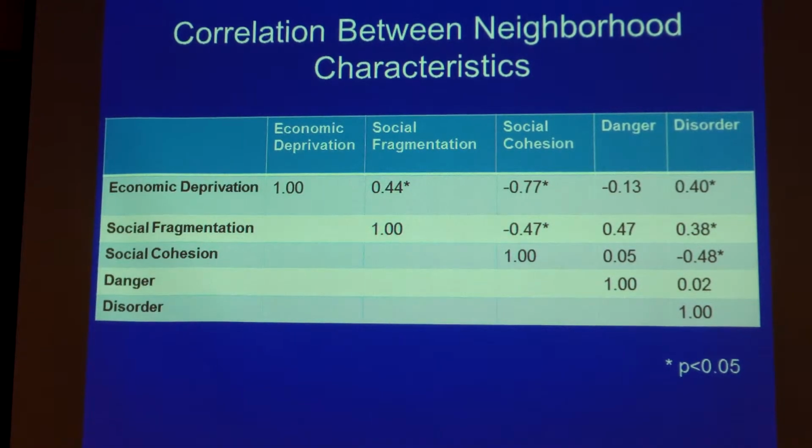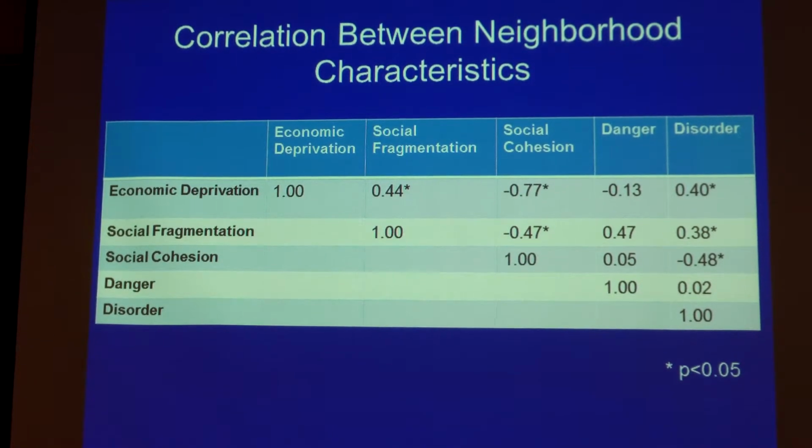So was there an association between the neighborhood level characteristics? Was there a correlation? So there were some significant correlations. If you look at economic deprivation and disorder, that's what we expect, neighborhoods that were economically deprived were correlated with disorder. The strongest correlation was between economic deprivation and social cohesion, where you see this negative correlation, which is what we would expect. The economic deprivation was associated with a decrease in social cohesion.